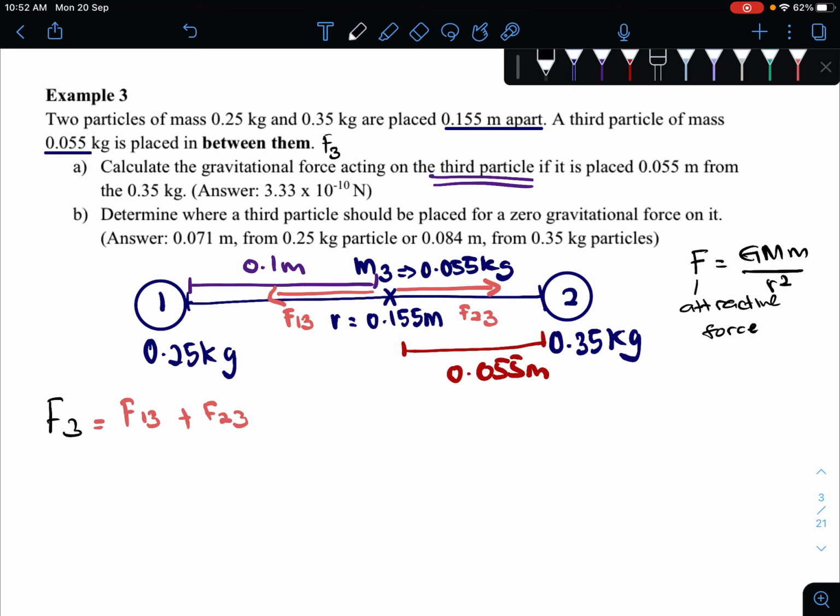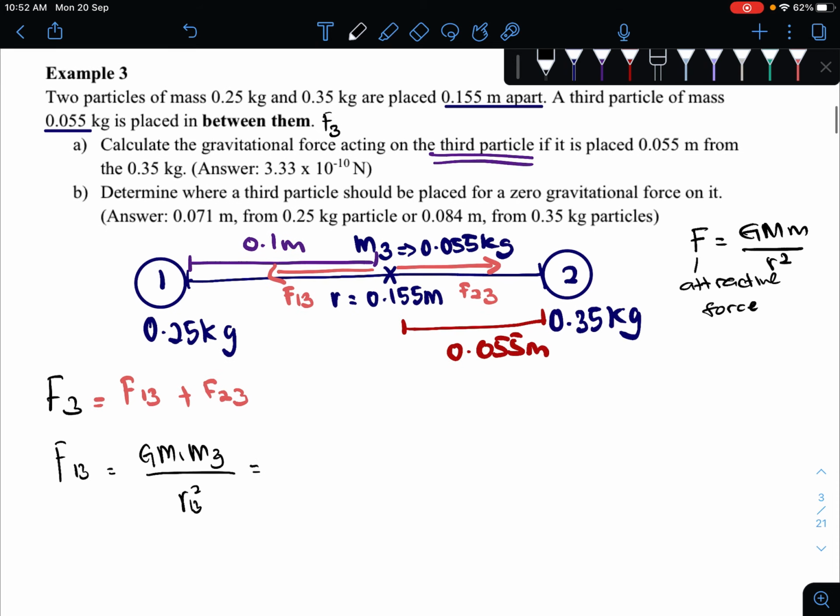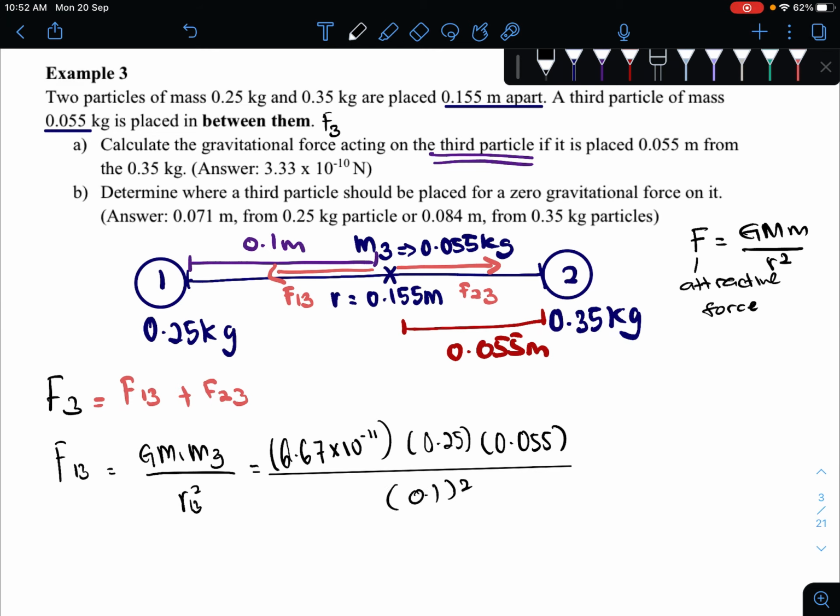Okay, so apa kita buat adalah kita cari F13 dulu. F13 akan sama dengan G mass 1 mass 3 over R13, iaitu jarak antara objek 1 dan 3, squarekan mereka. G is a constant here, 6.67 times 10 to the power negative 11 multiply with the mass 1 objek 1 0.25, mass 3 objek 3 0.055, and then the distance between object 1 and 3 which is 0.1, kita squarekan dia. Jangan lupa square. Ini adalah antara careless mistake yang pelajar suka buat. Dia suka tertinggal square itu.